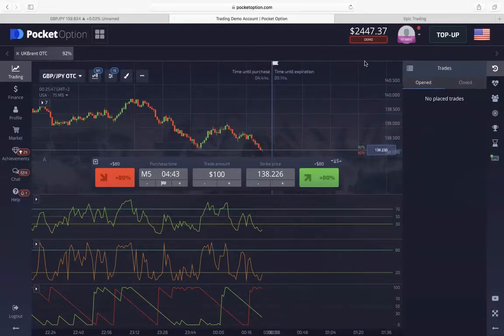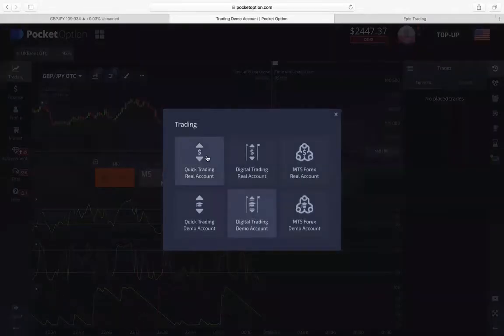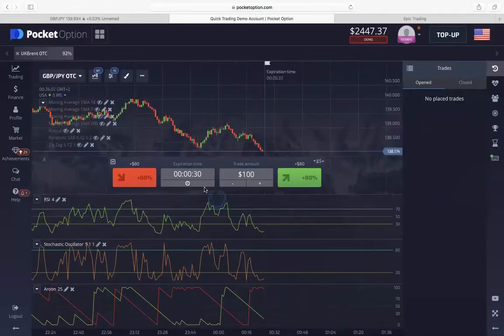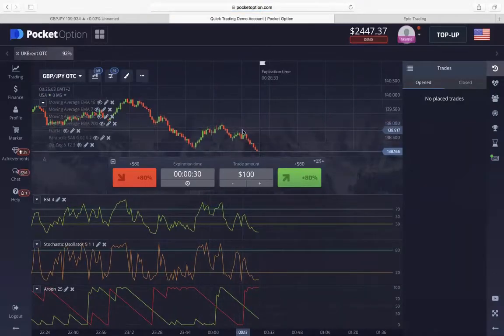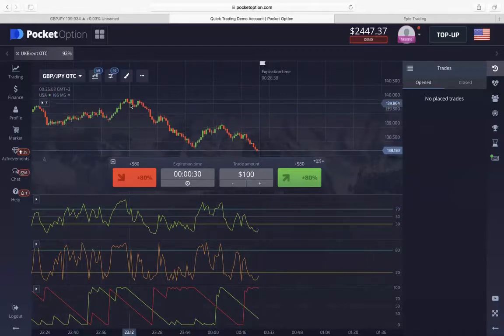I'm going to navigate this website for you guys. Starting over here at this tab, we have trading. You have quick trading real account, quick trading demo account, and so on. So I'm going to click on quick trading demo account. This is what it's going to look like. All these indicators will be taken off. You can add those later on. I'll go over that in a little bit, but your screen is going to look a little bit more clear than mine.